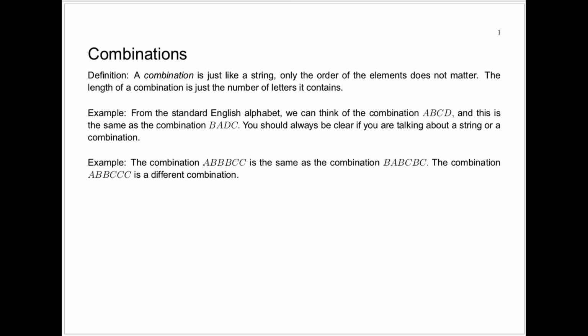Here's another example. This combination A, B, B, B, C, C is the same combination that you might write as B, A, B, C, B, C. In both cases, we have 1 A, 3 B's, and 2 C's. This other combination, A, B, B, C, C, C, is a different combination because this one has only 2 B's and 3 C's. That's different from the previous one.